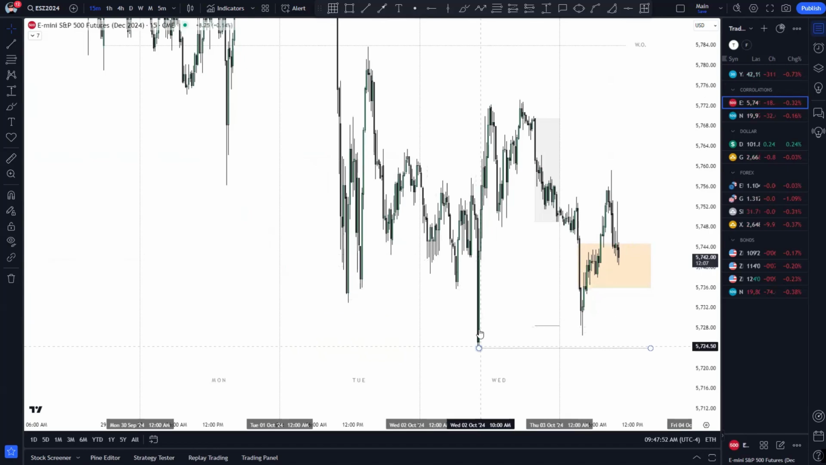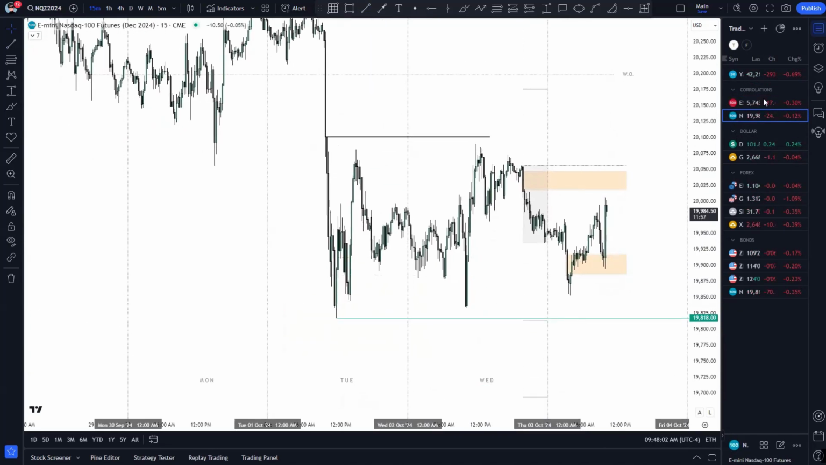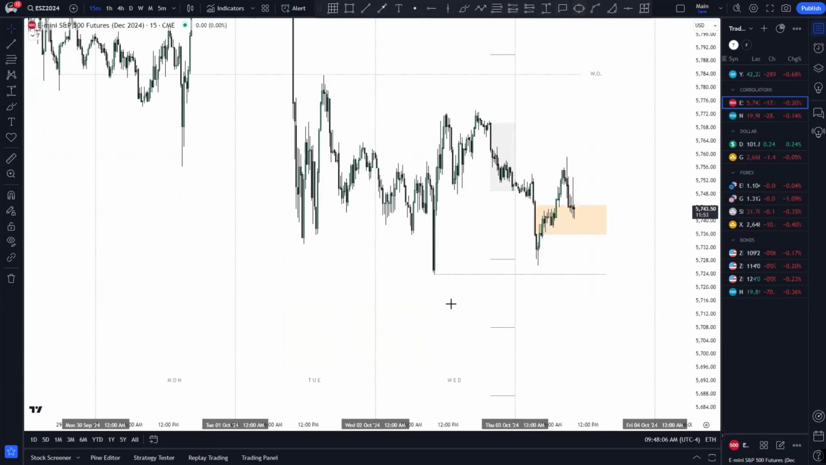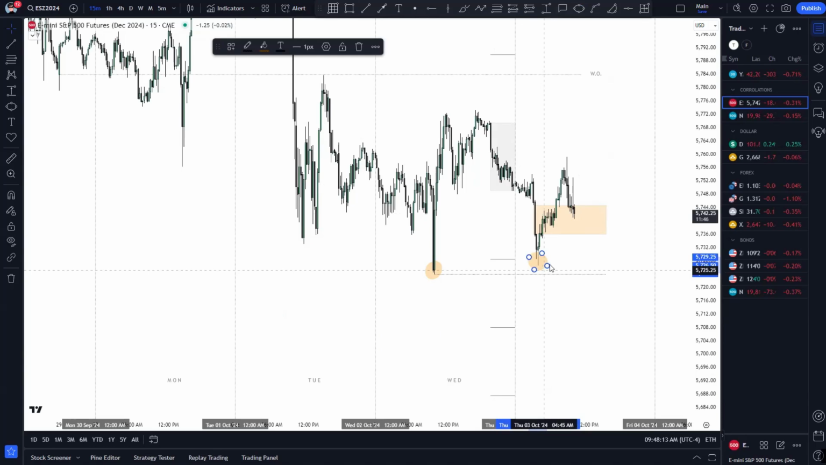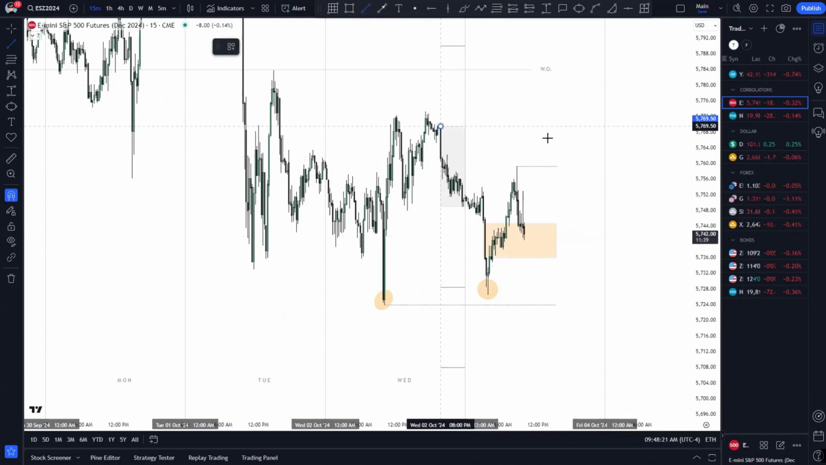And obviously, yesterday we had that SMT here with the Nasdaq, where Nasdaq didn't take out that low, so this could be a pretty good market structure point, and then this could be like a higher level to maybe reach back above this high, and like this Asia session high.